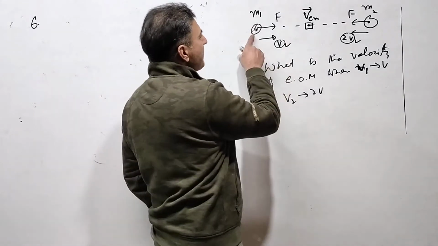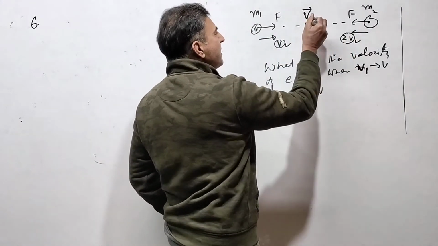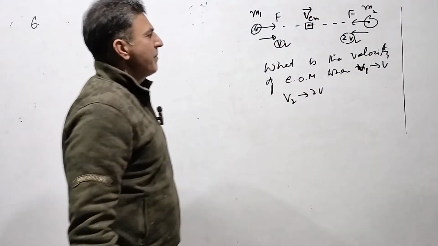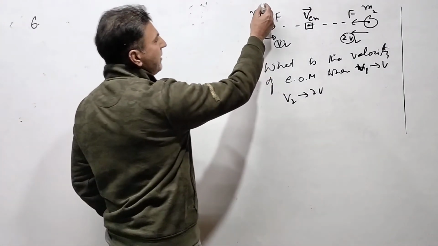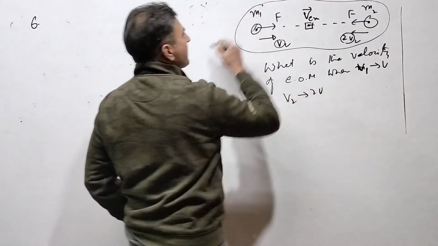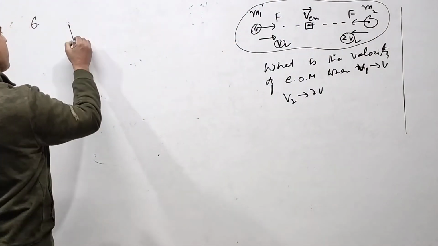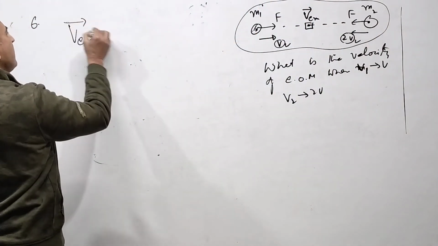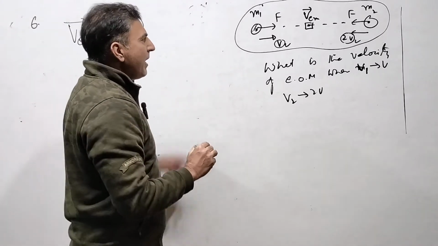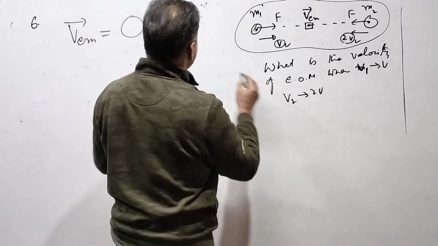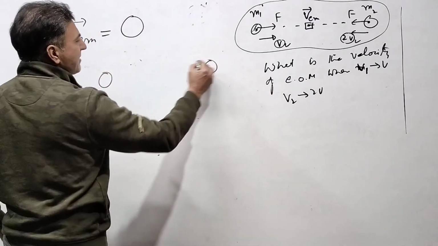So after a little time, its velocity is v and its velocity is 2v. What is the velocity of center of mass at that time? That's the question. Question is a little tricky. What is the velocity of center of mass? The velocity of center of mass is equal to 0. Why? Because initially the two bodies were at rest.